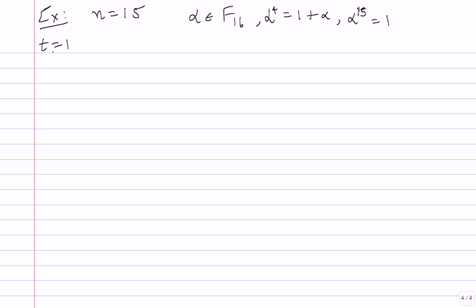Okay, so let's go to the next example I want to do, where I'll take n equals 15. Once I say n equals 15, I'll have to use F16 and then take a primitive element. I'll once again say 1 plus alpha, alpha power 15 is 1. That's my starting point.